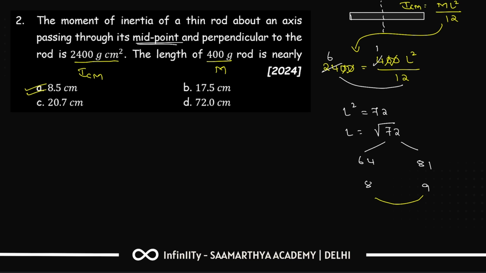Okay, this will be a NEET question. If the same question is asked in JEE, then the options will be very different. All the options will be very close to the answer, that is 8.5. Options will be like 8.5, 8.9, 8.4. Then this approach will not work. Then we are supposed to calculate the exact value of root 72.